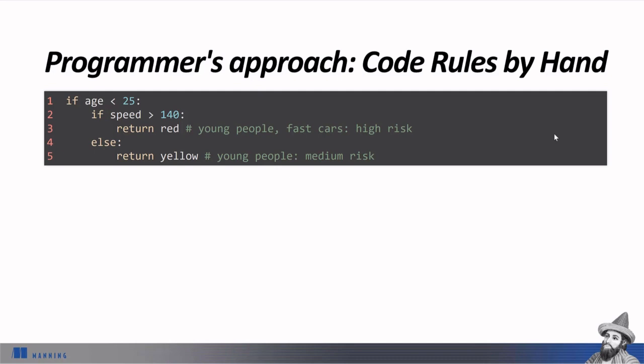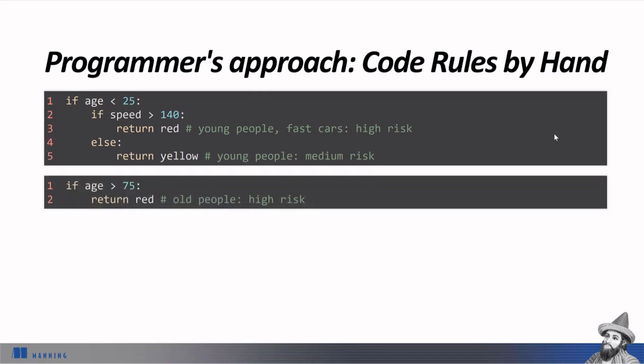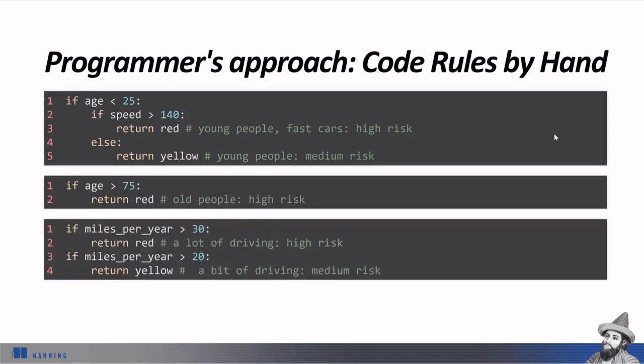If the car is really fast, more than 140, that would bring the customer in the group of young drivers having fast cars, and this is high risk. And if the driver is just young, but the car is not so fast, that's probably a medium risk. Now, the next rule, if the driver's pretty old, I mean, 75 is not that old, but, well, that's just our rule, then we just say that's probably a high-risk customer.